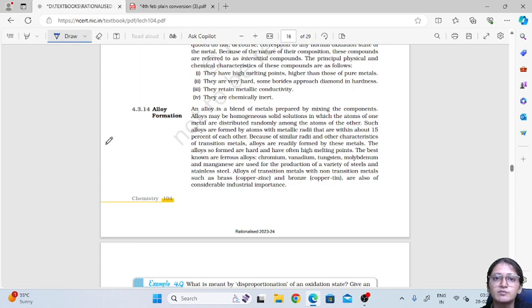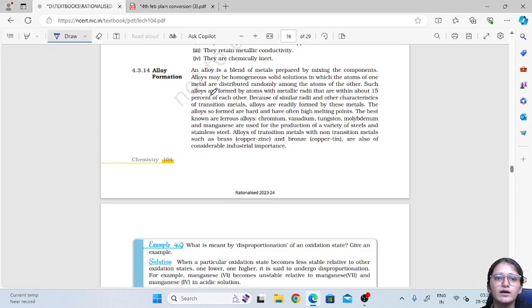Chemically inert means they will not react that easily, since they have a very high melting point and they are very hard. There is one more property here, that is alloy formation. Now, alloy means what? When two or three metals are combined, they form alloys. For example, we have come across some of the alloys in lower classes also: brass, bronze, then solder.